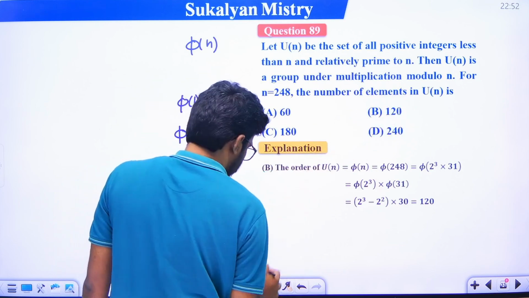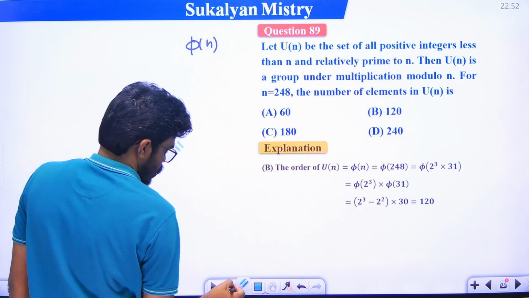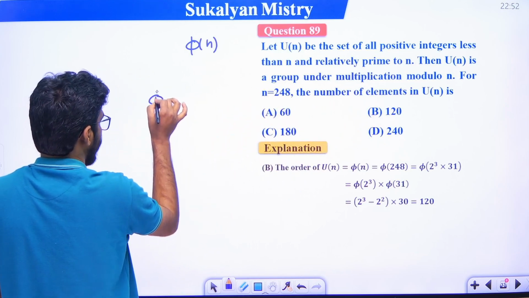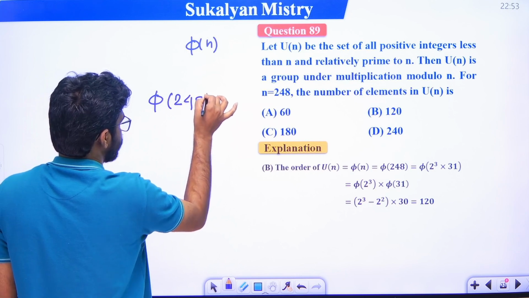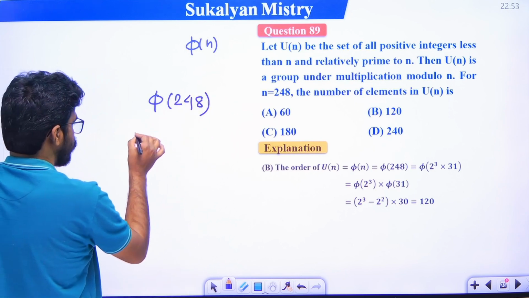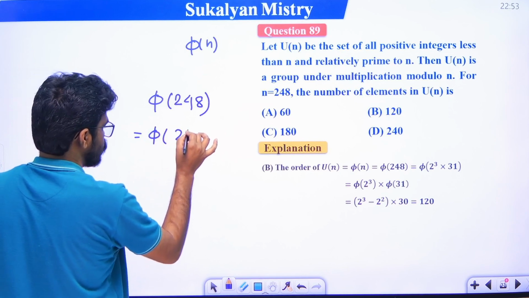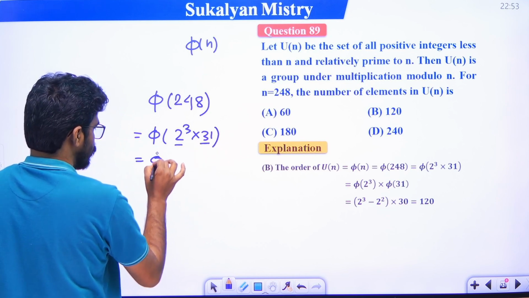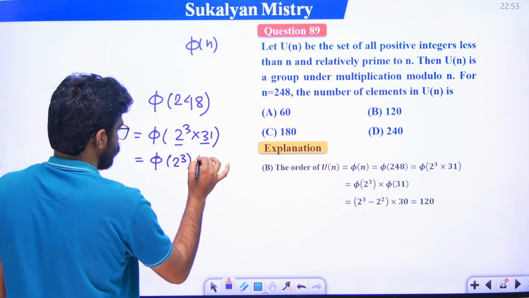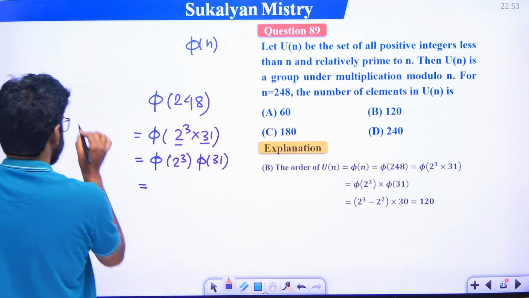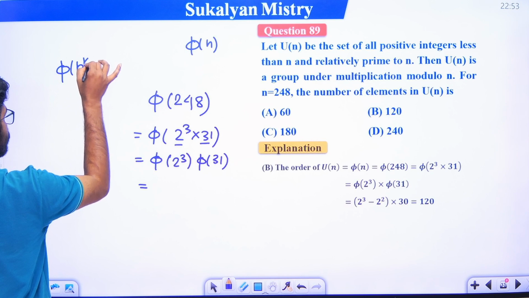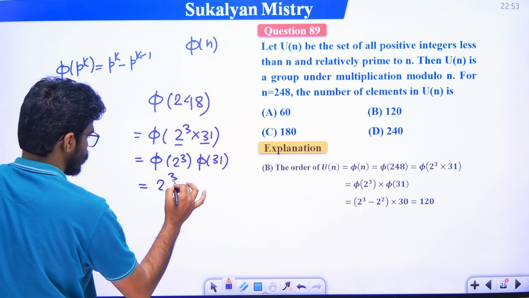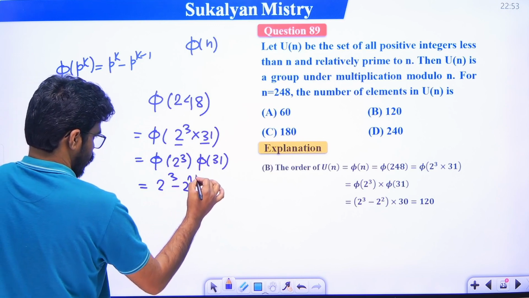So here we have to calculate the number of elements in U n. What is n? n is 248, so basically we have to calculate phi 248. I factorize 248, so this will be 2 cube into 31. Since these are relatively prime, this will be phi 2 cube into phi 31, right? We know this result: phi p to the power k, where p is prime, is p to the power k minus p to the power k minus 1, so that is 2 cube minus 2 square.